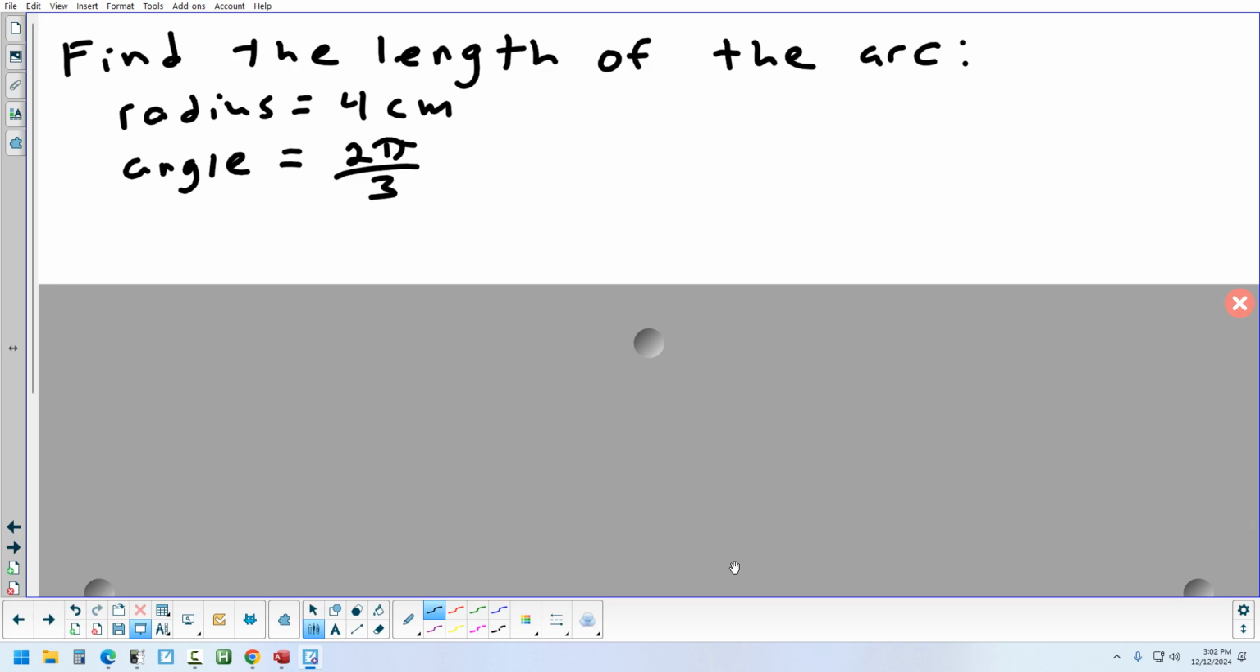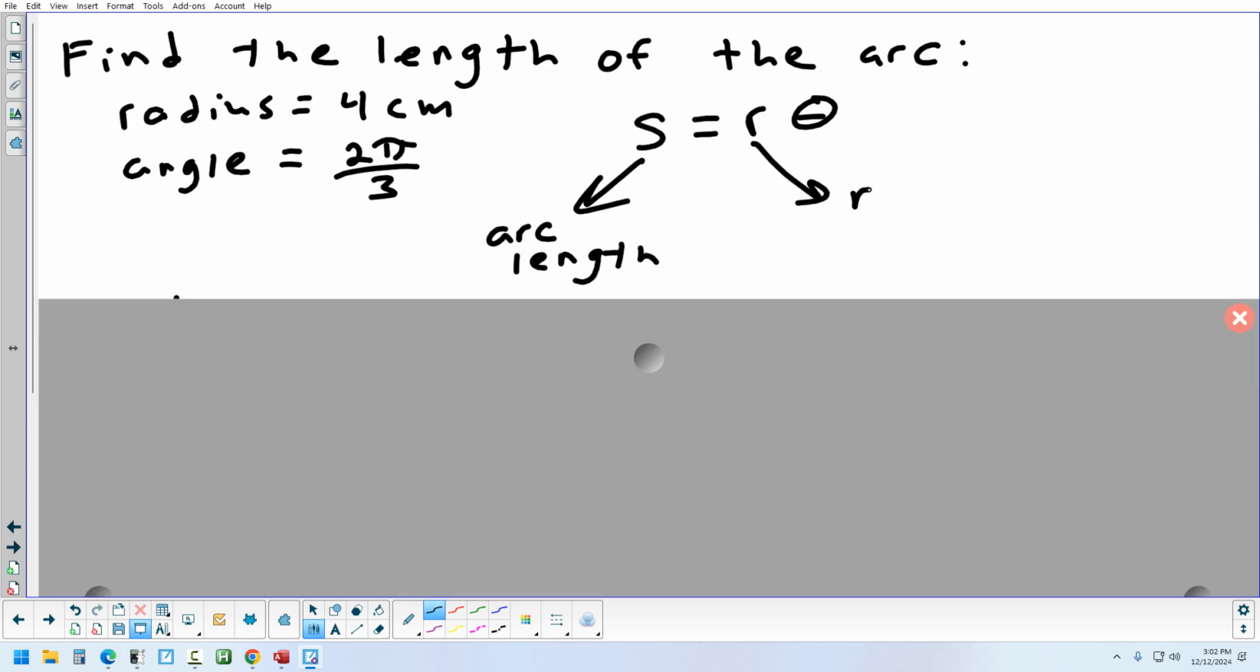S equals R times theta. Okay, what's the S? Arc length. That's the arc length, so we do have to know which one goes where. What's the R? Radius. And theta? The angle. Anything special about the angle? It has to be in radians. Yep. All right, so let's see if we can find our arc length.